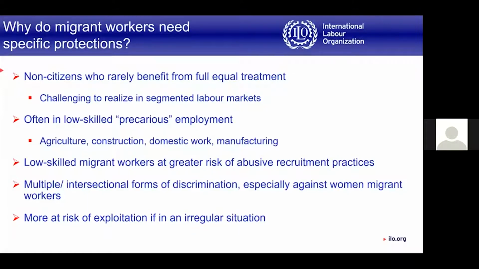They are often treated as scapegoats whenever issues may arise about unemployment in a country, for example, or they may be exposed to less protected or more precarious working conditions.